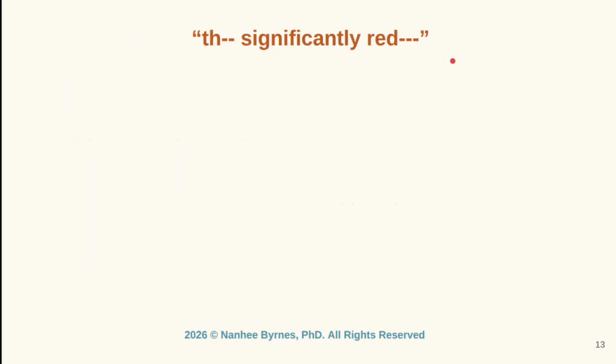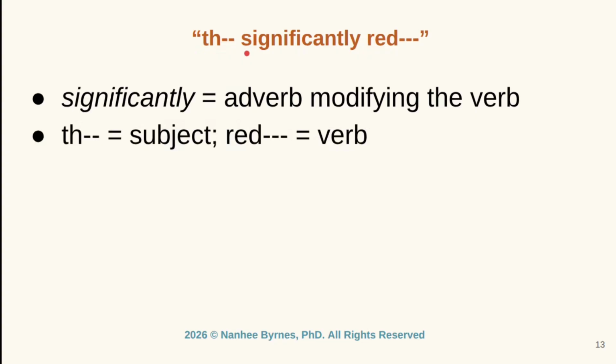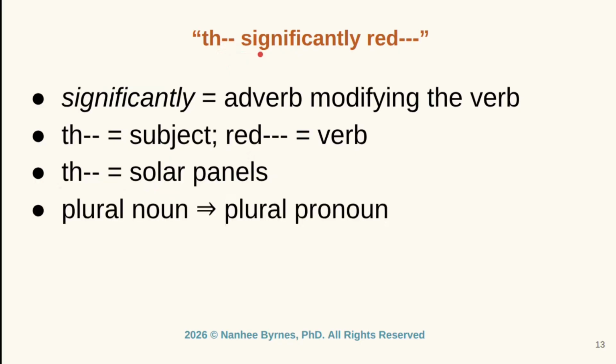Now let's look at this part of the sentence. "...significantly read... energy cost." First, notice the structure. The word significantly is an adverb modifying the verb. That tells us they must be the subject and read must be the verb. Next, what does they refer to? It refers back to solar panels, which is a plural noun. That means we need a plural pronoun. The word starts with th, so the correct choice is they.